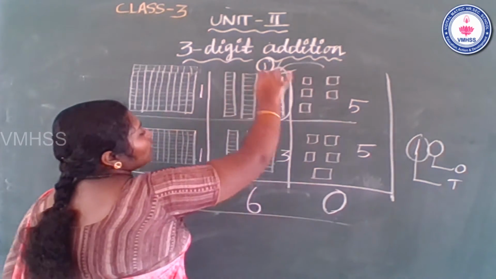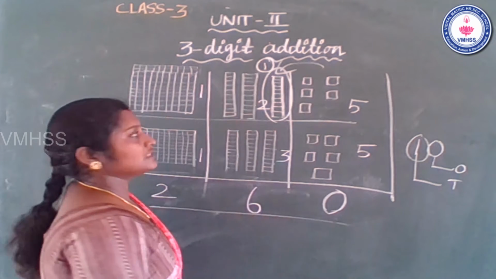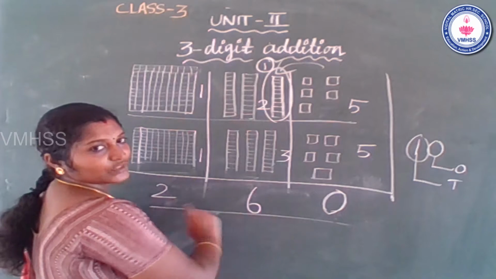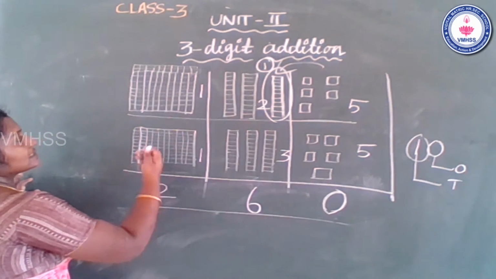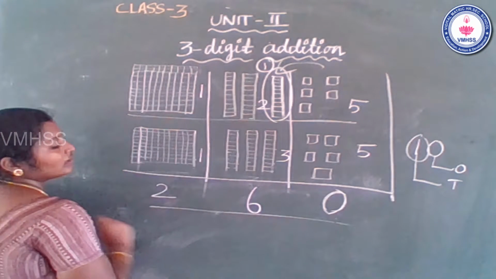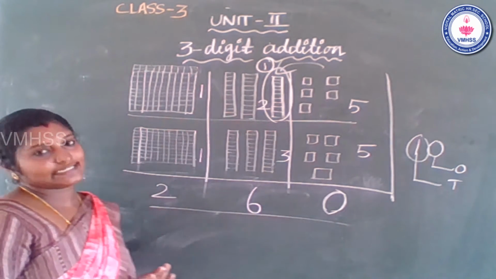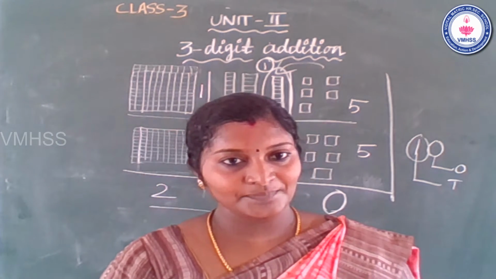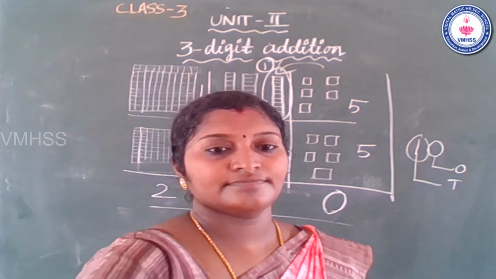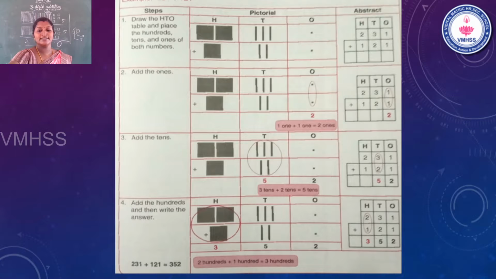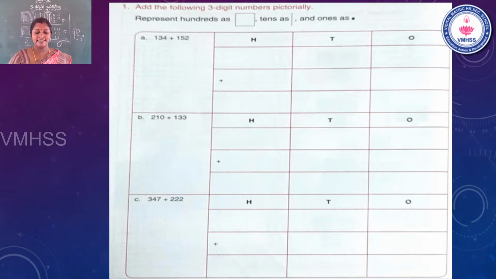Okay, students. So and counting this place. 1, 2, 3, 4, 5, 6. So 6. Okay, so next step, hundreds. So how many hundreds? 2, 1 and 1. So we get the answer 260. Okay, students, 260. Do you understand this sum? Okay, students, please see the next slide. Okay, what is the slide?